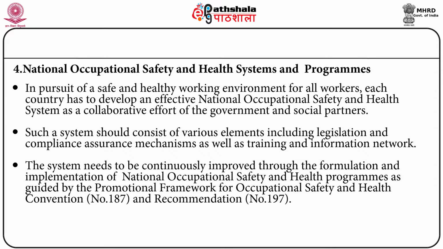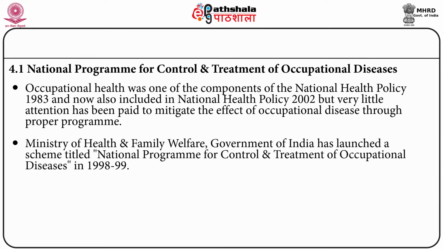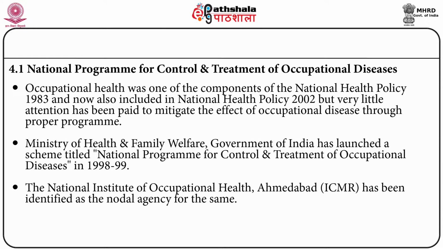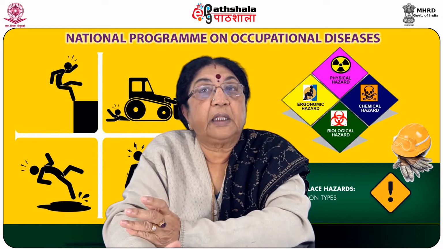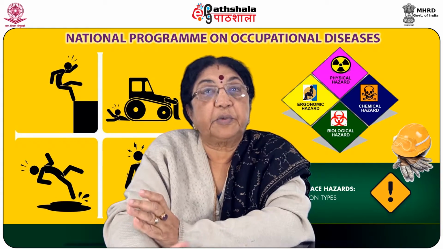Now, taking a few more examples, the National Program for Control and Treatment of Occupational Diseases was actually one of the main health components of the National Health Policy in 1983, and it became included in the National Health Policy of 2002 because, since the country was progressing, occupational hazards were coming up with the rise in the factories and the occupational situations.